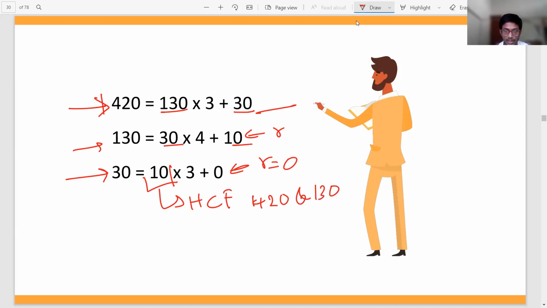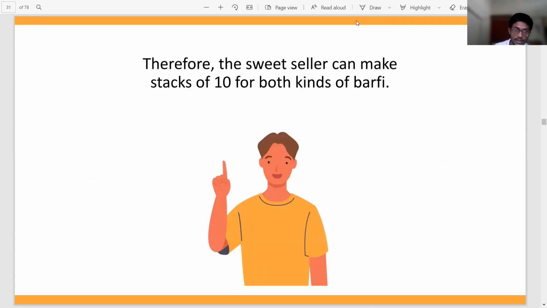So what it means is each stack should have 10 pieces in it, so that it will take the least area of the plate and have an equal number of burfis in each stack. The sweet seller can make a stack of 10 for both kinds of burfis.